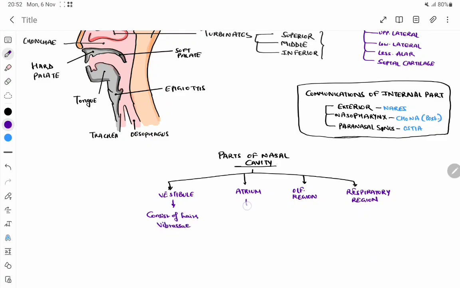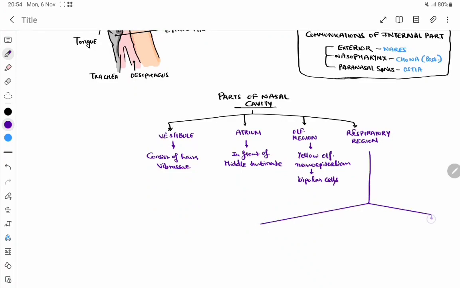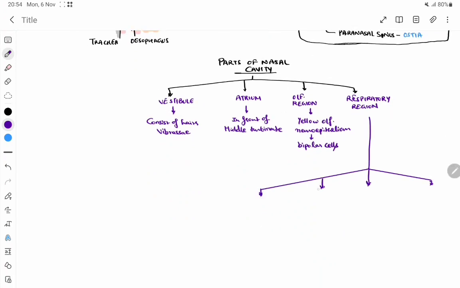So the vestibule consists of hair, which is called vibrissae. The atrium consists of the middle turbinate. The olfactory region consists of the yellow olfactory neuroepithelium, which has bipolar cells. The respiratory region is divided into the floor, roof, medial wall, and lateral wall, as I already discussed.